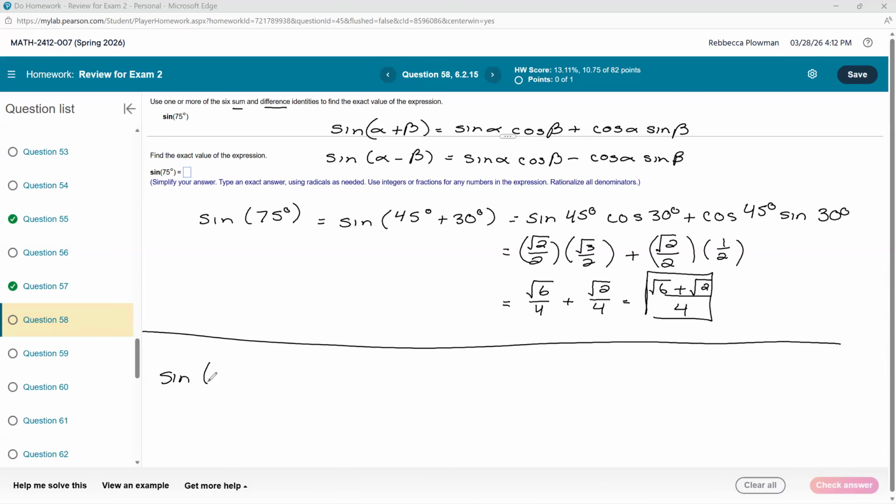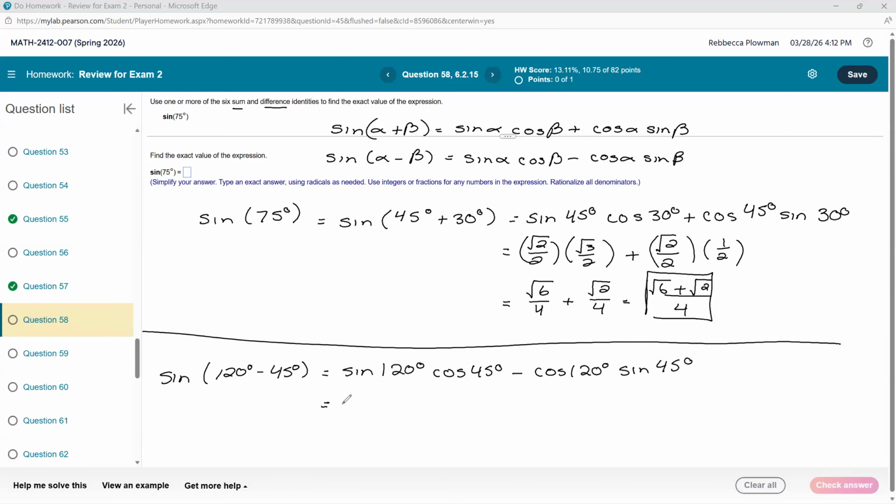Just check this. So we could use 120 degrees minus 45 degrees because 120 minus 45 is going to give me 75. So you could have set it up like this instead. And now we have a difference. So this is just sine of 120 degrees, cosine of 45 degrees, minus cosine of 120 degrees, sine of 45 degrees.